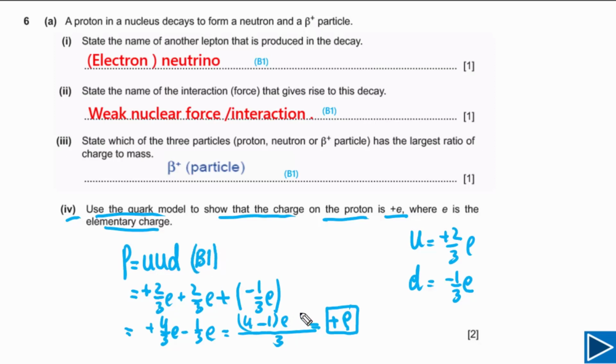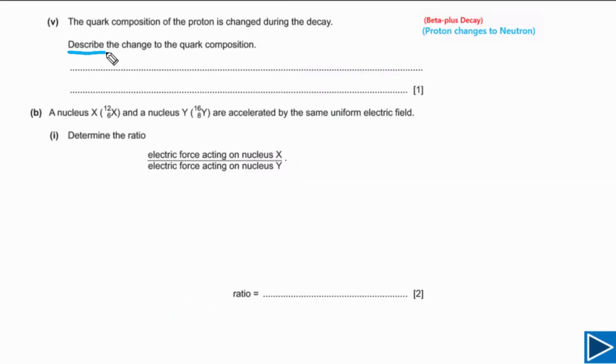I mean, it has to be in your answer. And the last one is, this is also B mark. If we have shown that our final answer means the charge on the proton is plus e, you will get the second mark. For part 5, we need to describe the change to the quark composition.